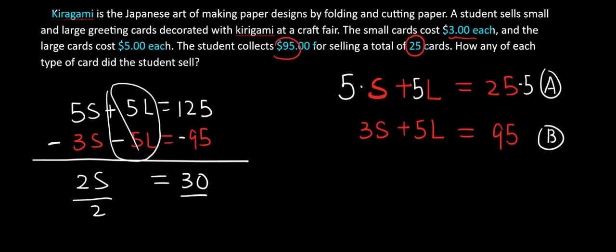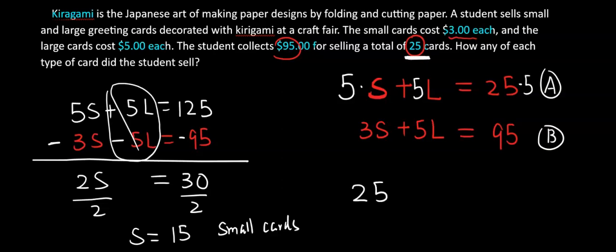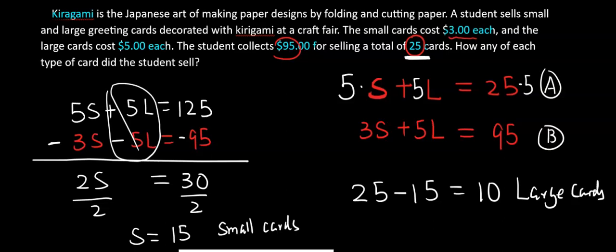Divided by 2, each side. S is 15. Earlier we said that S is small cards. So small cards, we sold 15. Once we found the small cards sold 15, remember total we sold 25. So 25 minus 15, that is 10. 10 is large cards. Alright, we just found out how many of each type of card the student sold. Happy learning!